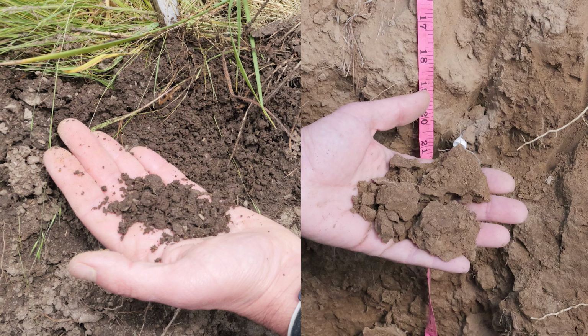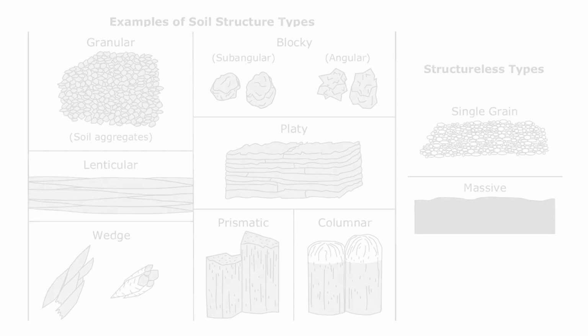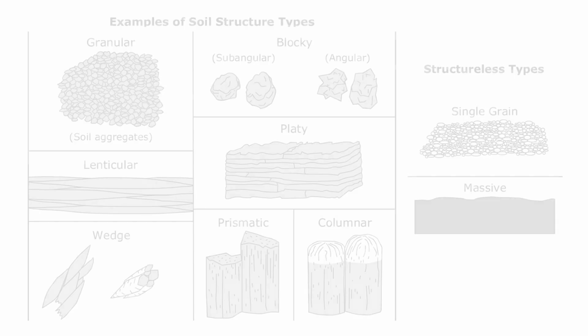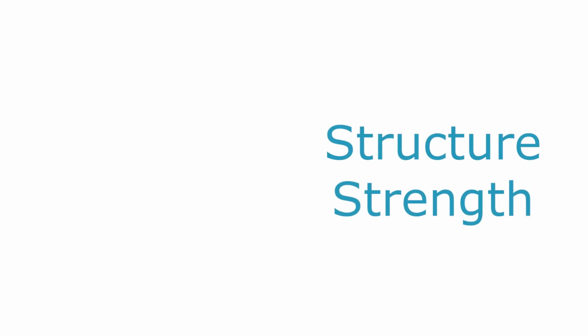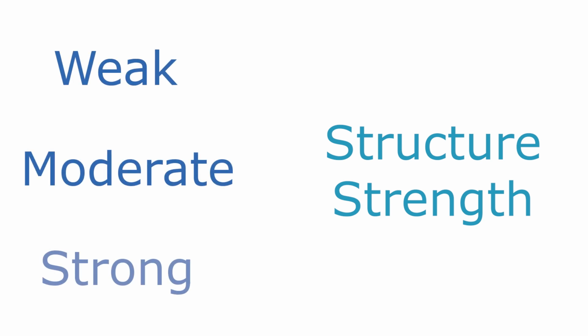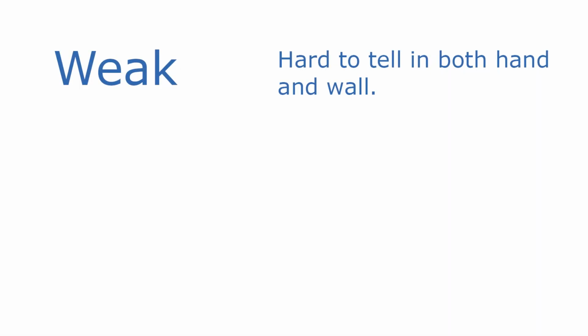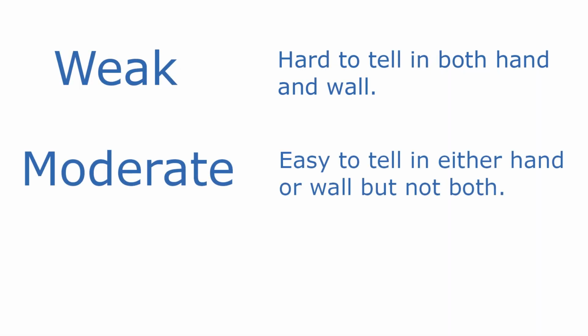Look at the side of the test pit wall and the PEDs in your hand to determine what structure matches most closely. Once you have determined your soil structure, you will need to figure out the strength of the structure, which can be weak, moderate, or strong. Weak structure means you can barely tell what the structure is when you observe it in the test pit wall or in your hand. Moderate structure is when the units are easy to identify in either the soil profile or in your hand, but not both.